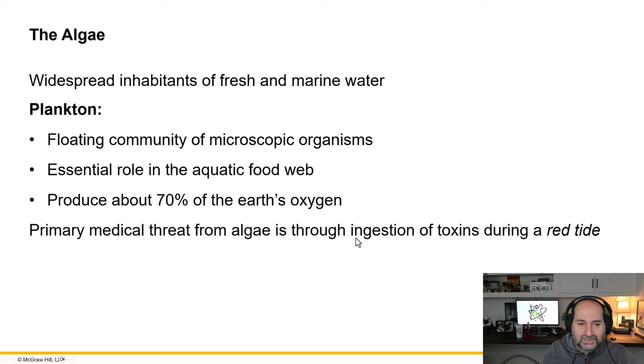Now, plankton, these are organisms floating in aquatic environments. They are essential in the aquatic food web. They are at the base of the food chain.